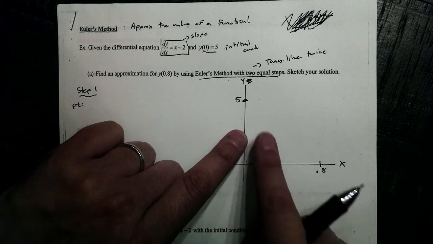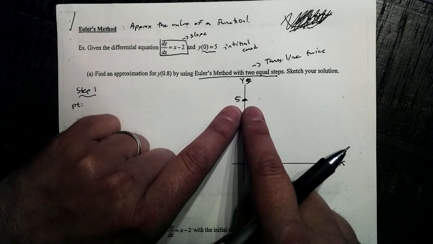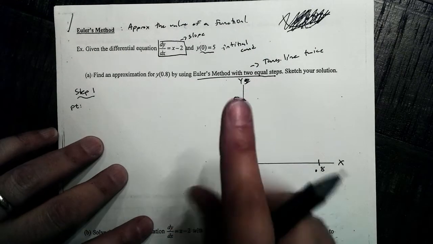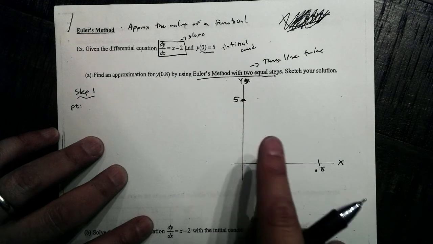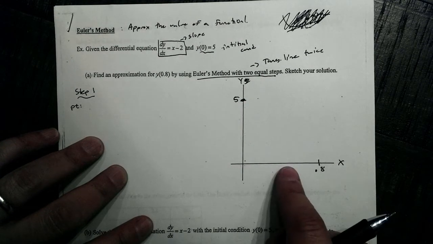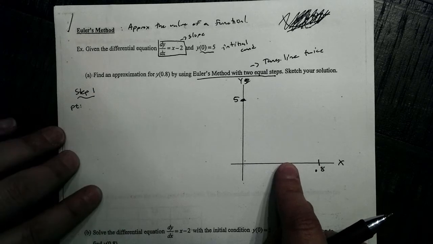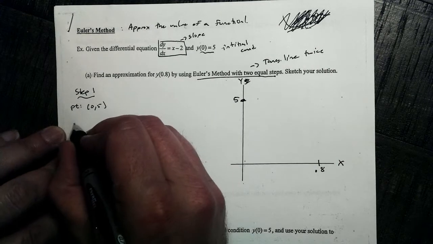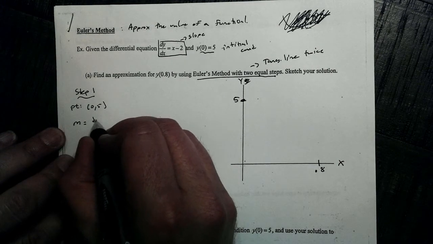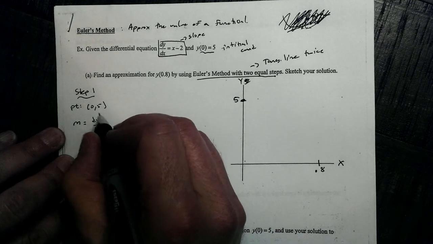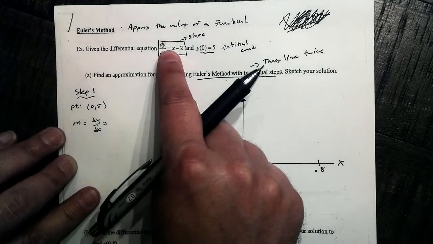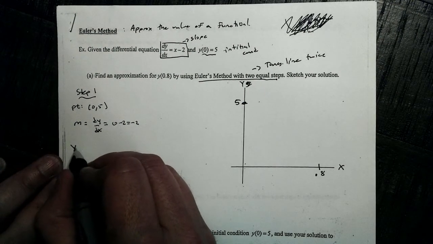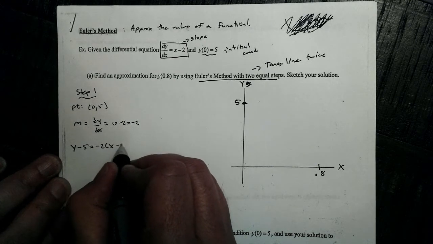Now, traditionally, we would find the equation of our tangent line at 5 and then plug in 0.8. But Euler says, wait a minute. Let's not go all the way. Let's not plug in 0.8 first. We're going to plug in a halfway point first. Pretty easy to do. The first point they give us is (0, 5). From here, I can get the slope. That is just my derivative, and if I plug that in, that becomes 0 minus 2, which is negative 2. So my tangent line would be y minus 5 equals negative 2 times x minus 0.